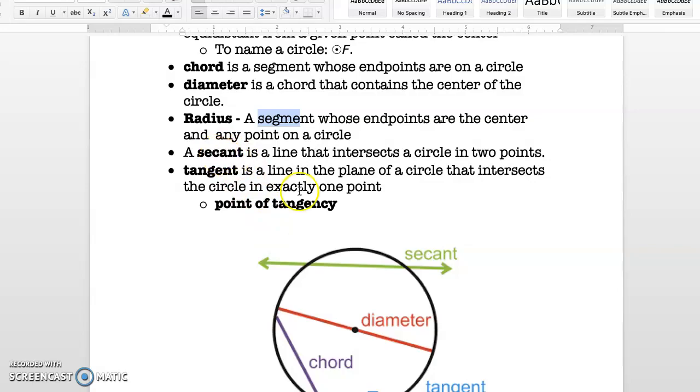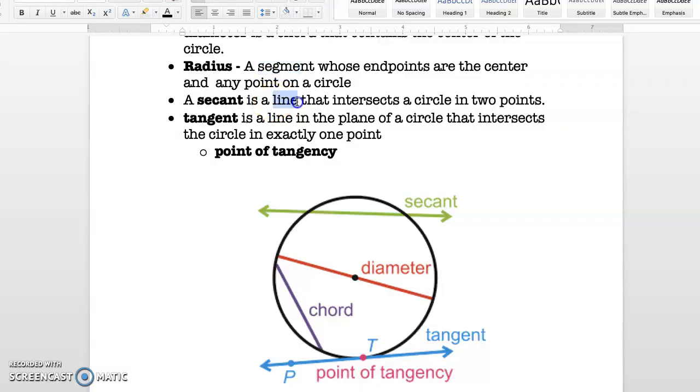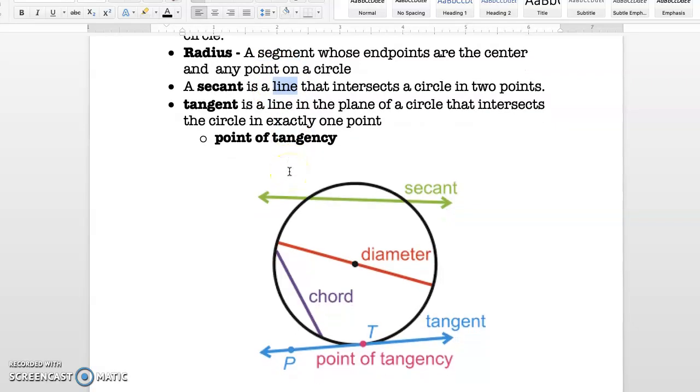A secant is a line, so I would underline or highlight that, that intersects two different points on the circle. So in green, we have our line that's referred to as the secant, and notice it intersects the circle one time here and one time here on the right. But it is a line, so it travels through the circle, which is the big difference between a secant and a chord. The last line that we're going to focus on is a tangent.